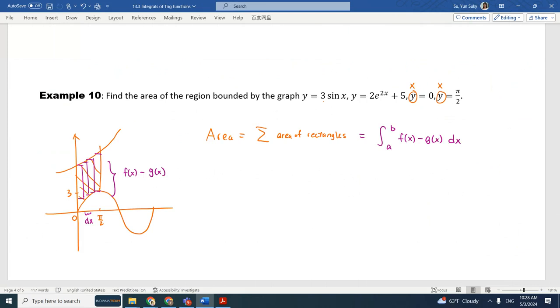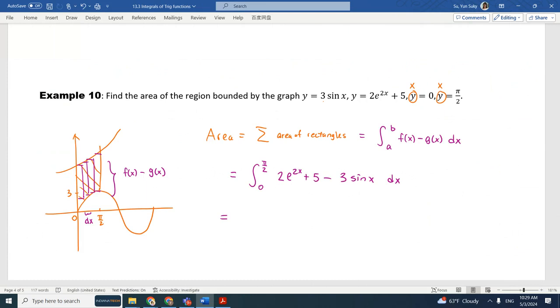What is the area of a rectangle? Length times width. Width is dx. Length is the difference between the two functions. Okay, we have two functions. Who is the upper function? The sine or the exponential function? Exponential function. And our x is from 0 to pi over 2. Right, everybody? Upper function, the 2e to the 2x plus 5, minus the lower function, 3 sine x, dx. Everybody? Okay. We set up the integral.